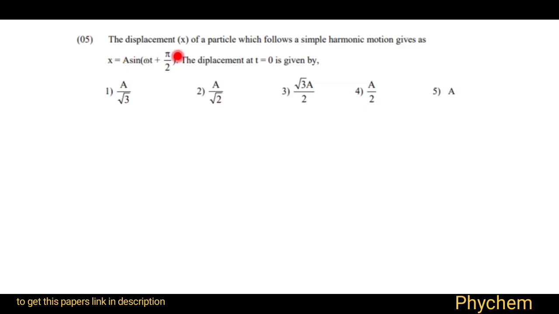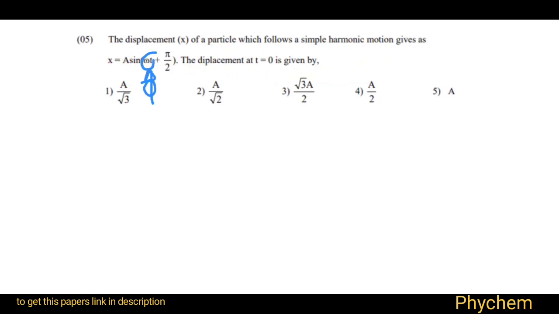The displacement x of a particle which follows a simple harmonic motion is given by x equals a sine omega t plus pi by 2. The displacement at t equals 0 is given by. So that is so simple. They are giving the equation and asking the answer. So you just put 0 for this t, and finally omega into t will become 0.